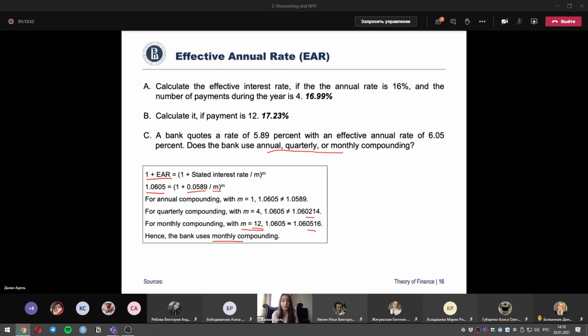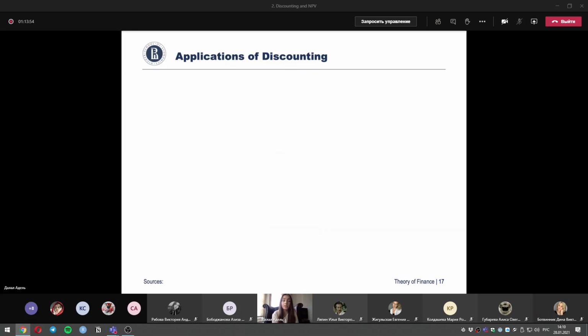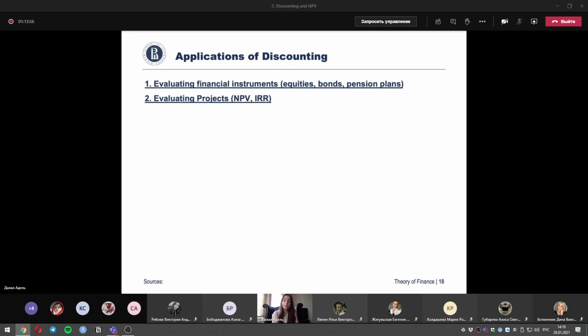Okay, so let's move on. We considered different techniques of discounting, how to discount with a series of cash flows over different periods of time. So where we can apply it, we have already mentioned different instruments that we can evaluate with discounting. However, let's just consider it in a more systematic way.